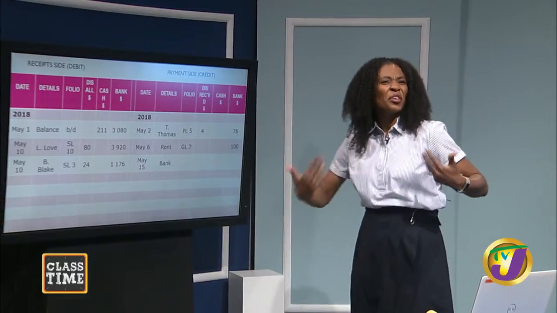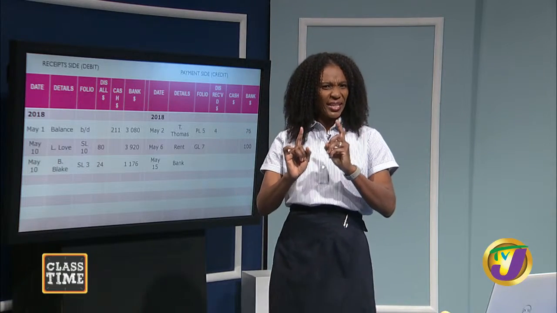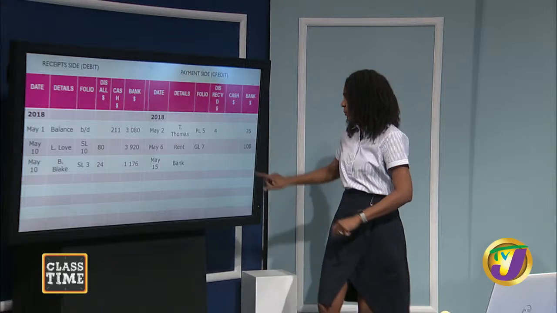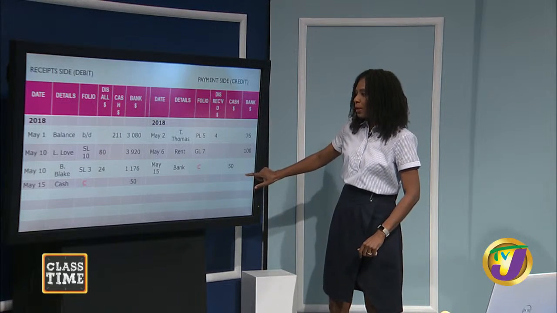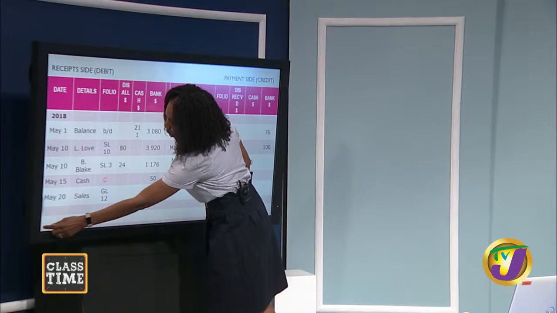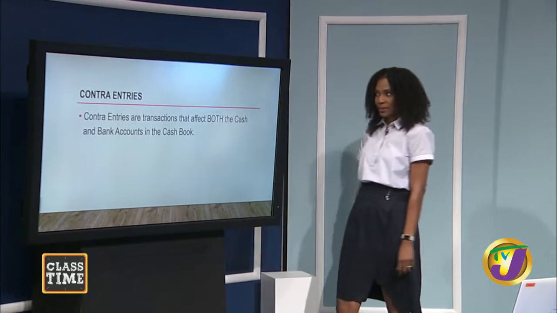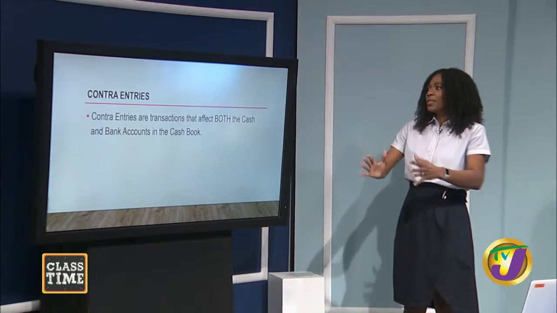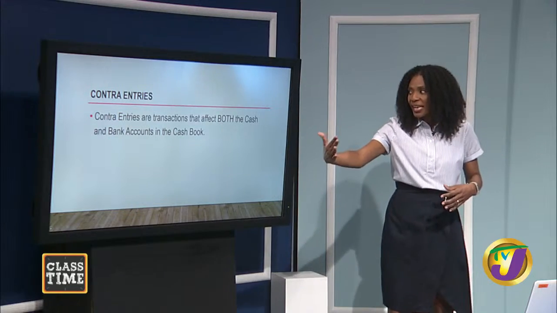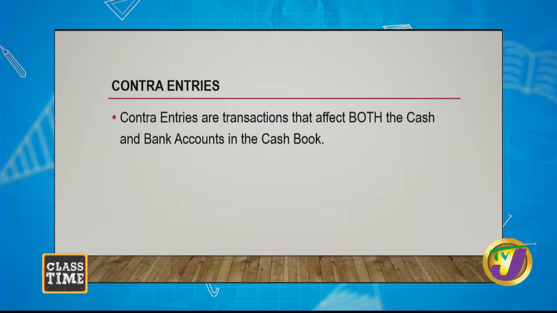Now, can anybody recall what type of transaction that is when the transaction affects both the cash and bank? Grade 10? All right, if you didn't learn, jump with me. That would be known as what we call Contra Entries. Contra Entries are transactions that affect both the cash and the bank accounts in the cash book.